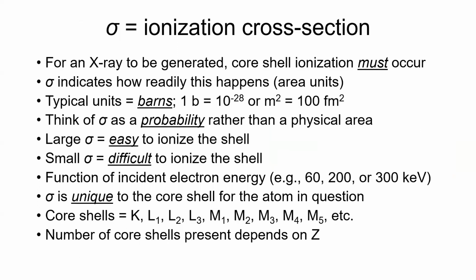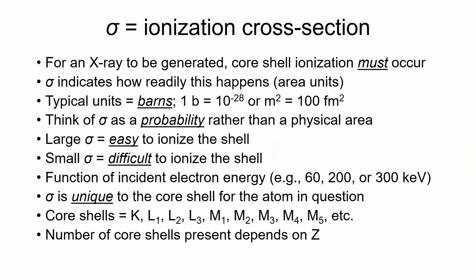Okay, so we're going to start in order here. So the first thing we're going to talk about is the ionization cross-section. In order for an X-ray to be generated, you have to have what's called core shell ionization. We're going to see an example of this in the next slide. And so we use sigma to indicate how readily this happens.